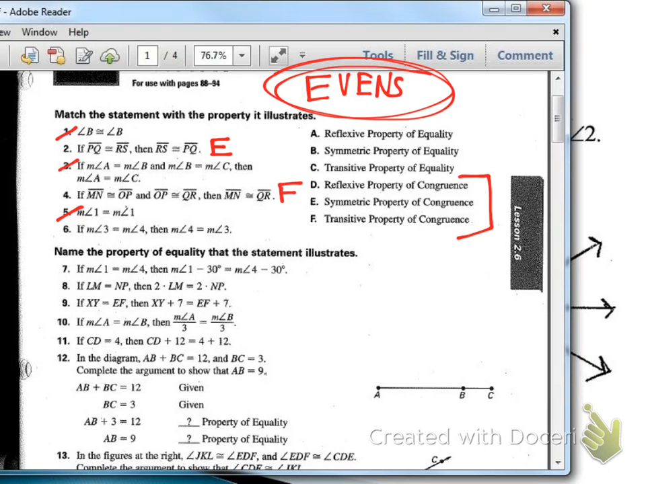Number 6 says that the measure of angle 3 is equal to, so now we're up in those equality, the measure of angle 4. Then the measure of angle 4 is equal to the measure of angle 3. So they just switched the order. So kind of like E, except now we're doing equality. So which one is it? B. Very good.